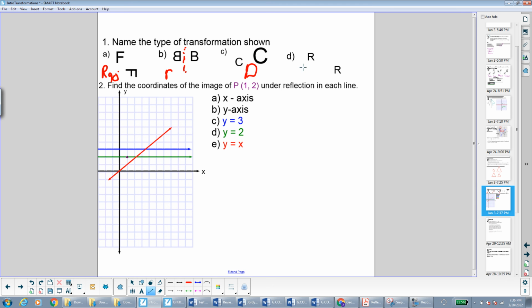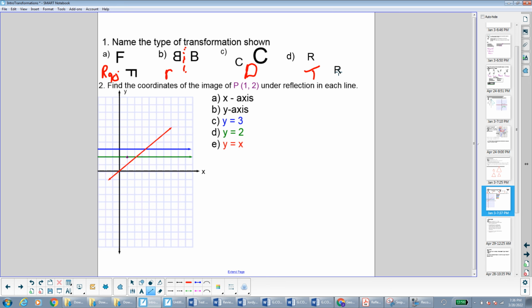And then finally, here we have a translation. I don't know exactly what the translation would be because I'm not on a coordinate grid here. But I see that we are moving either down and to the right or moving to the right and then down. Either way, we are increasing the x coordinates and we are decreasing the y coordinates.